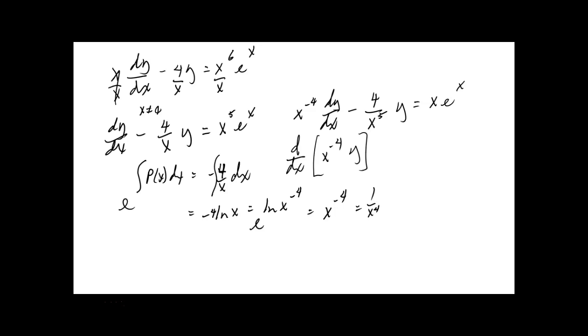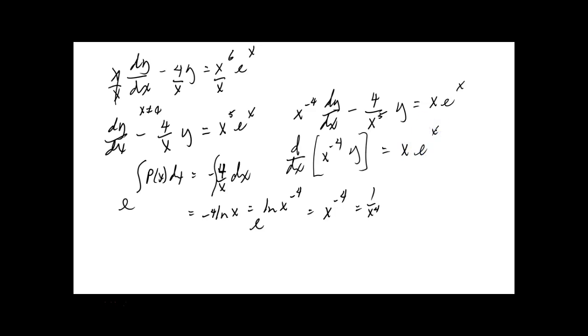And what is the derivative of that? Derivative of x to the minus 4. Minus 4 times x to the negative 5. Yeah. So is that it? Yes, so that is a perfect derivative. Okay. And that's equal to x e to the x.